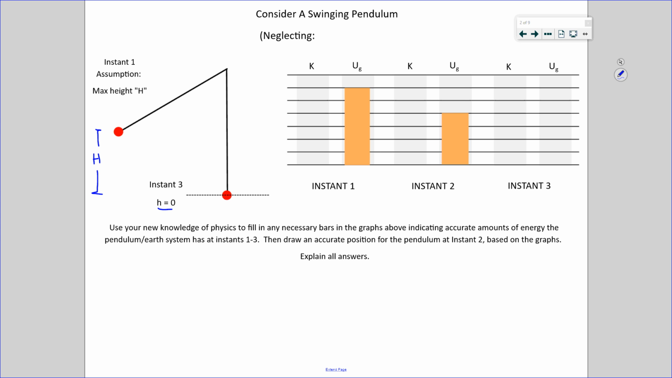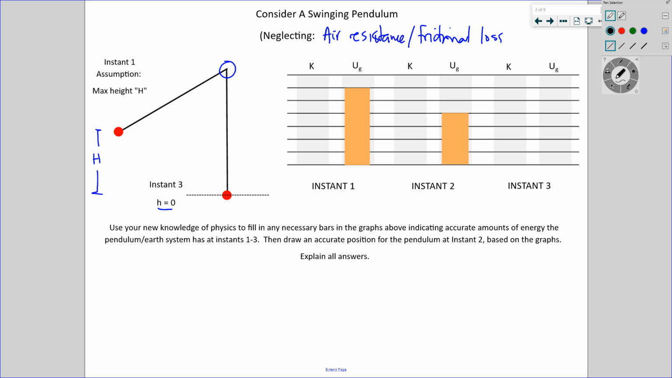Instant 1, we've got a little bar graph here of kinetic energy and gravitational potential energy at various instants in this thing's swing as it swings. And we've got a semi-filled in bar chart here with some givens in orange. Now we are going to neglect things like air resistance and any frictional loss that maybe happens when something rubs against something else. Okay, so neglecting that sort of stuff, here's what we know.